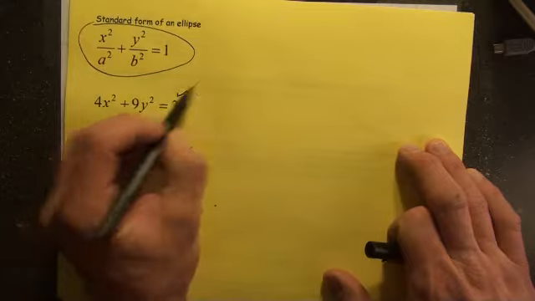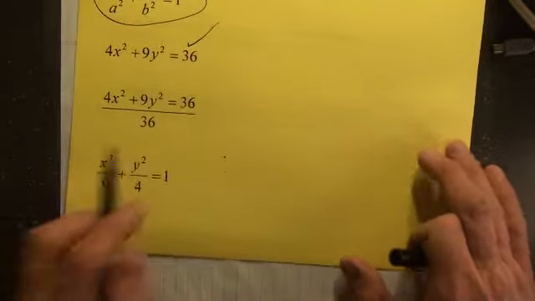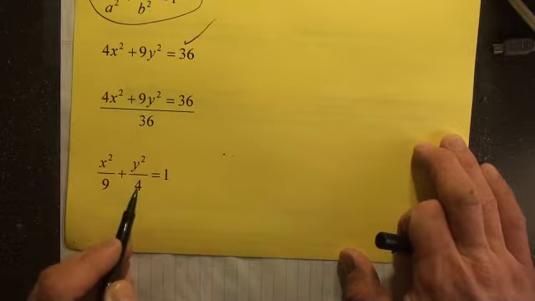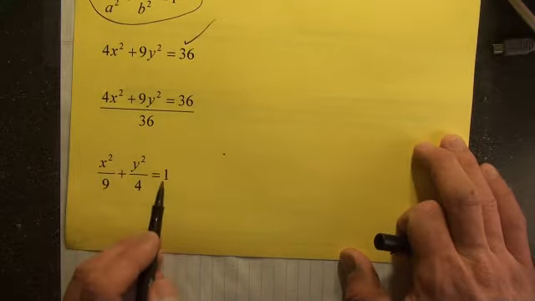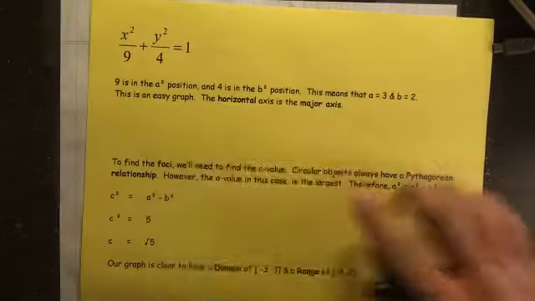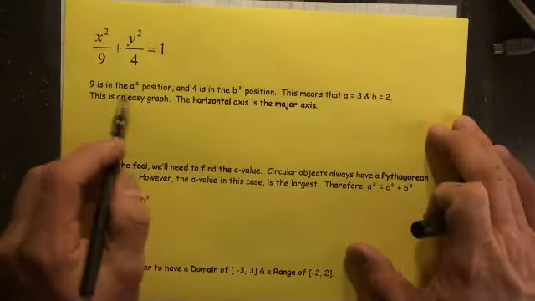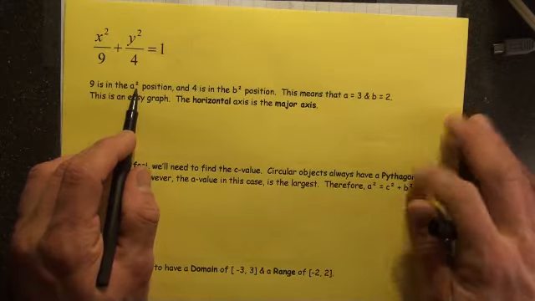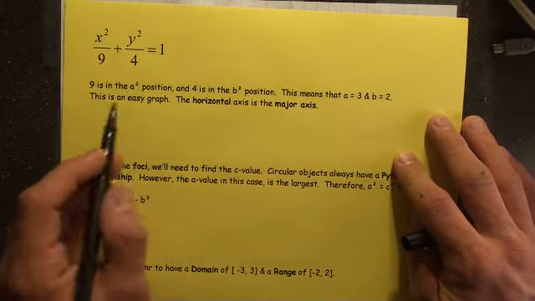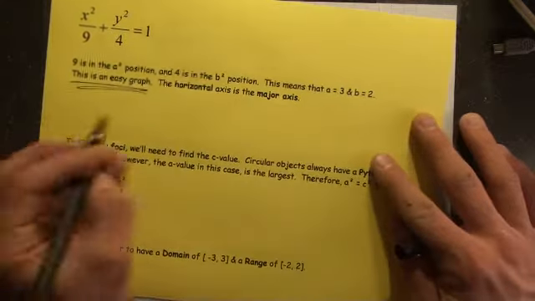The first step is we want to make the 36 a 1. So we divide everything by 36. You get x squared over 9, y squared over 4. Right here, 36 divided by 36 is 1. Here's your standard form. Now, 9 is in the a squared position and 4 is in the b squared position. This means that a is 3, b is 2. This is an easy graph, okay?